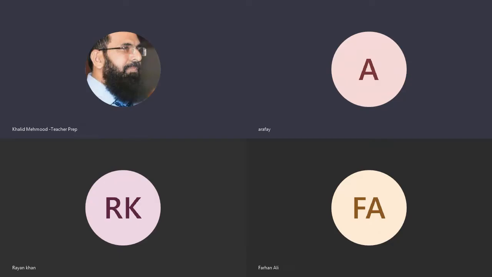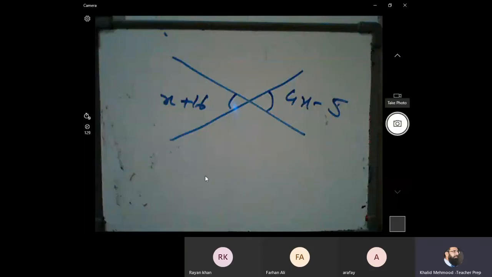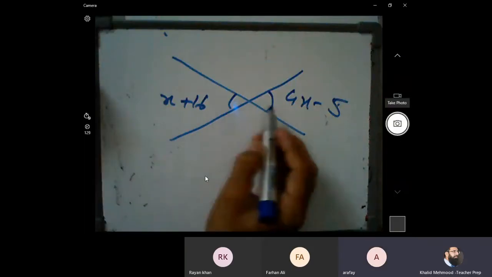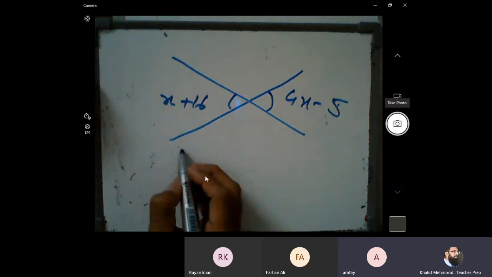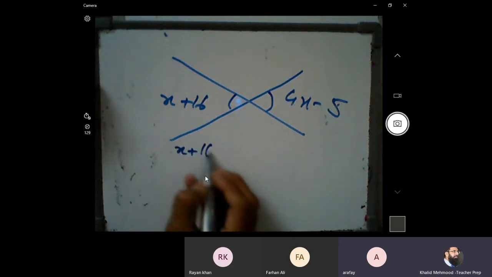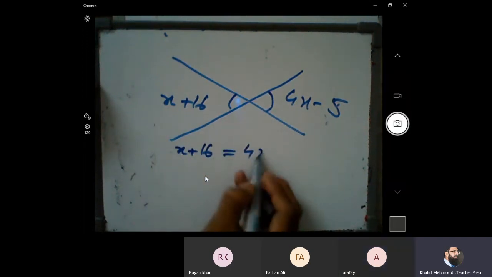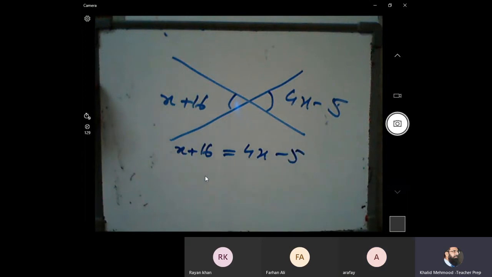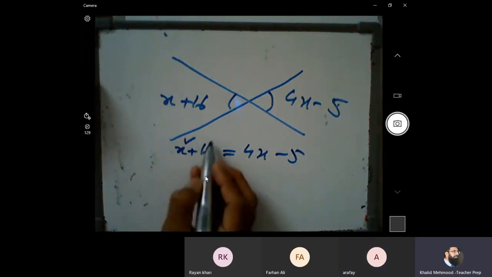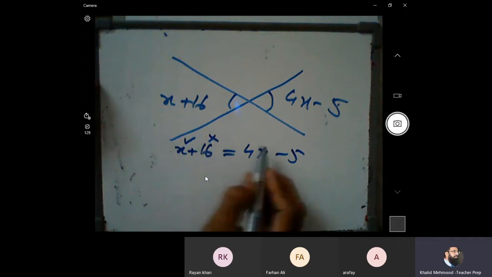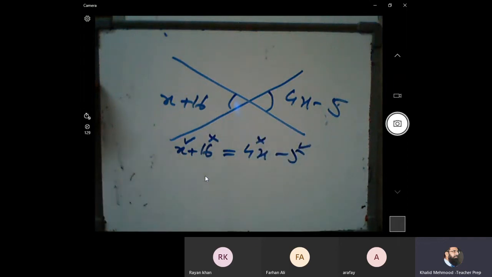So let's check how we'll be solving. We'll be saying that if both are vertically opposite angles, it means these are equal. So we'll say that x plus 16 is equal to 4x minus 5, because these are vertically opposite angles. Now this makes an equation. This is the right place, this is the wrong place, this is the wrong place, this is the right place. So we'll be moving the wrong place numbers.